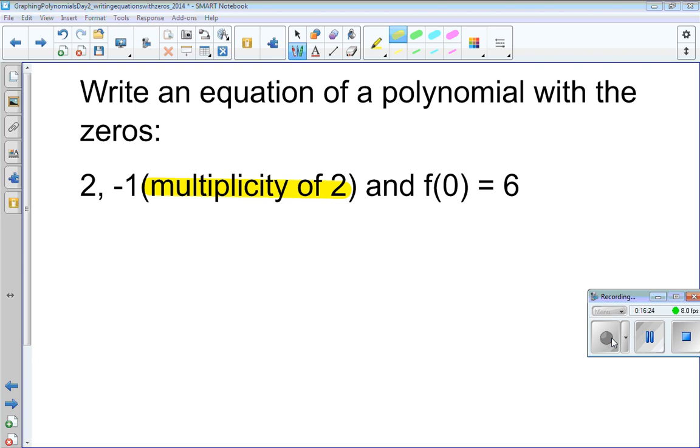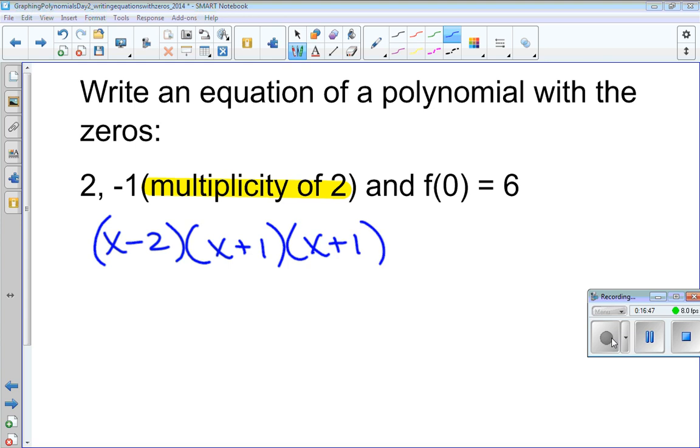Give me one of the factors, Jasmine. What do you have for a factor? X minus 2 is definitely one of the factors. I 100% agree with you. X minus 2. Okay, what else do we have? X plus 1. Totally agree. Now, when it says multiplicity of 2, all that means is that factor happens twice. That's all it means. Okay? The factor happens twice. And honestly, we can just write it this way as well. And that's okay with me.